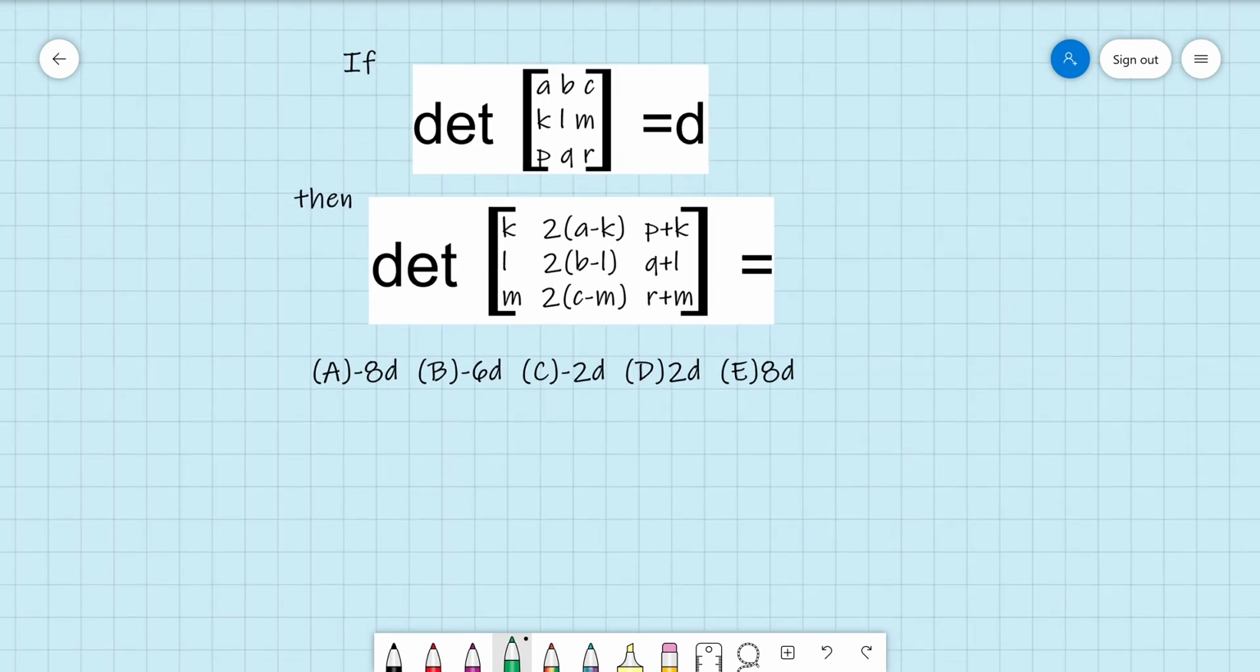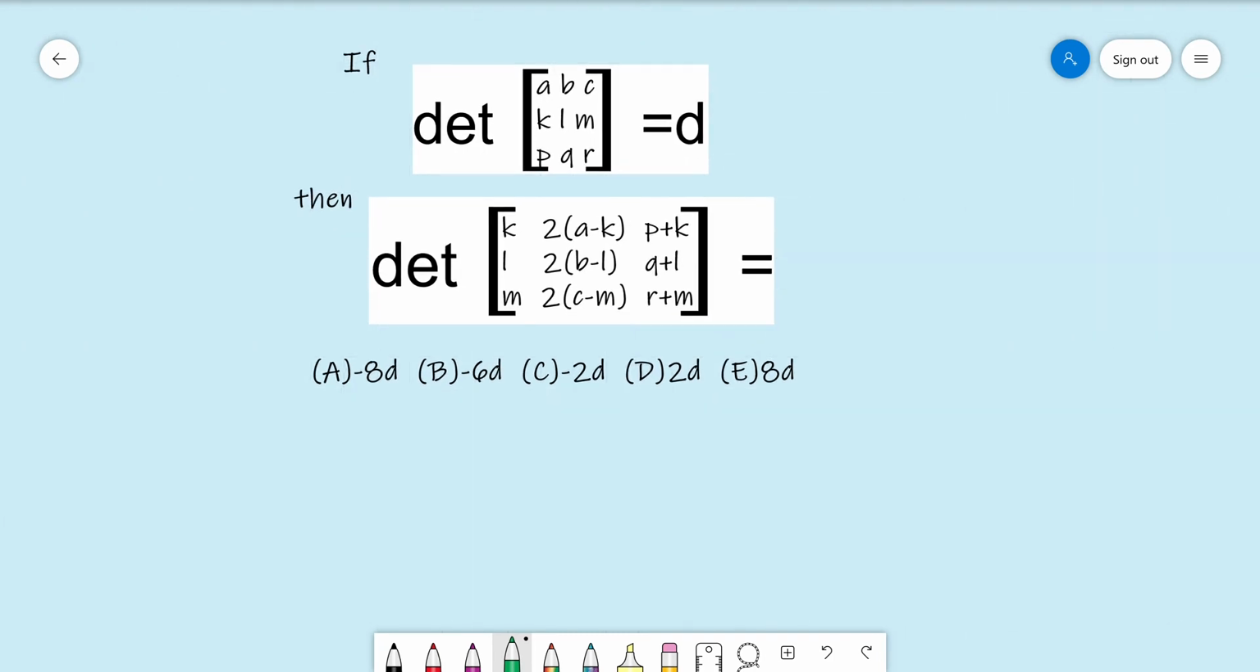This problem gives you a matrix with letters instead of numbers, and it tells you what its determinant is, also some letter. It doesn't really matter what it is. And then it asks you what the determinant is of some other matrix. What they're actually checking here is to see if you know how row operations or column operations, it doesn't really matter, affect the determinant of a matrix.